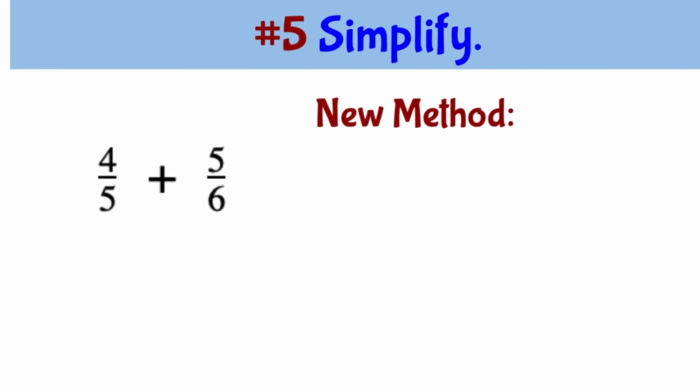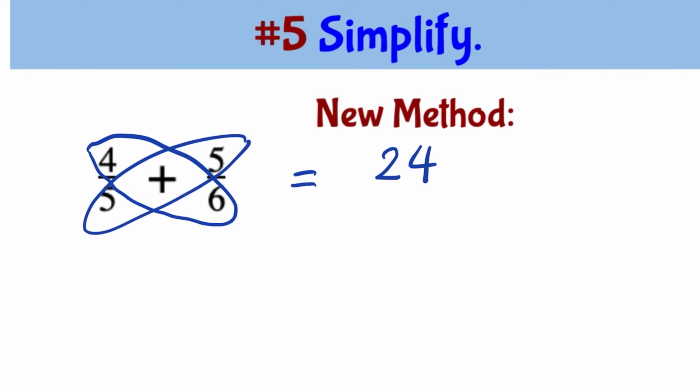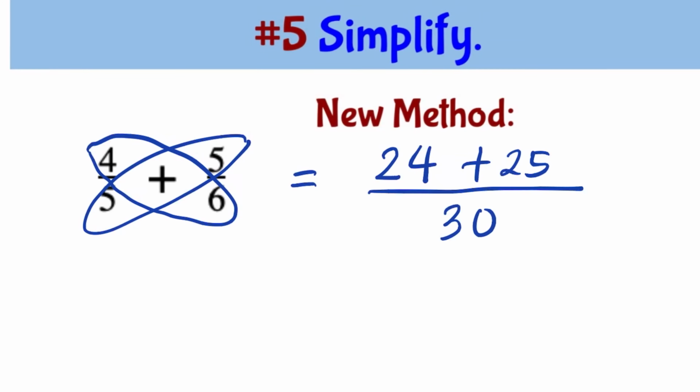Example number 5. Simplify 4/5 plus 5 over 6. So using Gani's method, what we need to do is multiply 4 times 6, which is 24. 5 times 5 gives us 25. And the denominator is 30. We need to multiply the 5 times 6. So now this is 49 over 30.